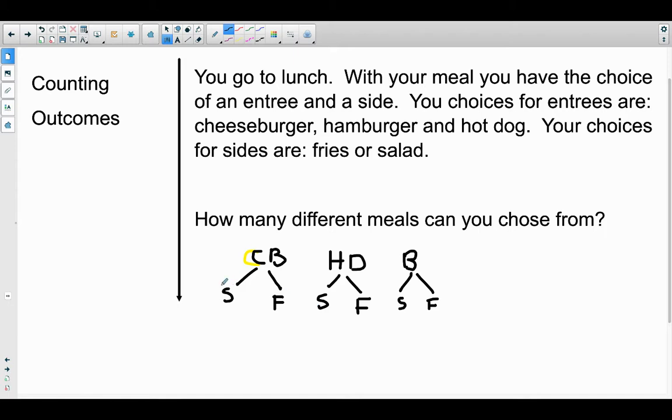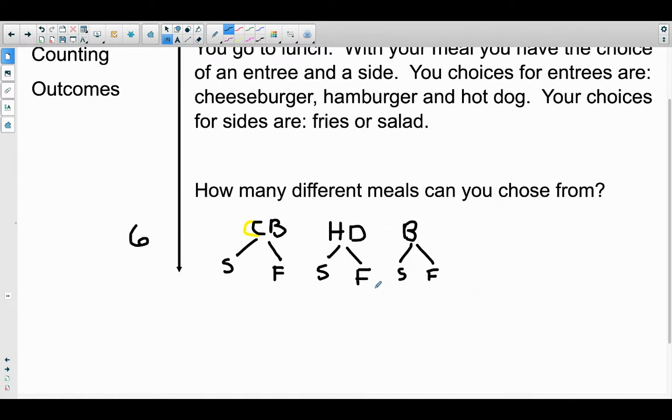So I have a total of 6 possible meals to choose from, or 6 possible outcomes. So if I randomly selected one, I have 6 choices I could choose from. So a tree diagram is a helpful way of doing this. Listing them is also a way you could do it, but I got to tell you, you're prone to make mistakes because you might miss an outcome, and it can be very time consuming.